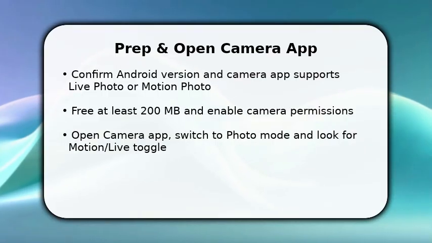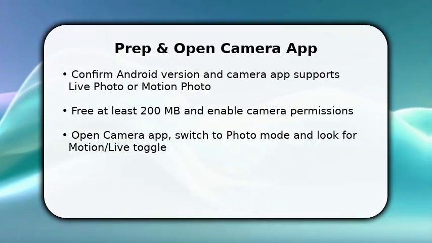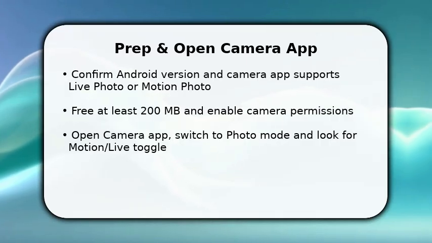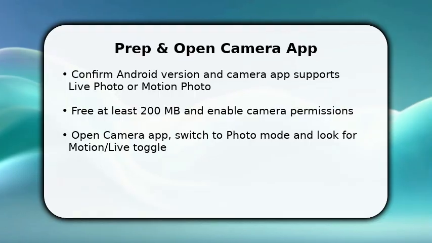You start by confirming your device supports motion or live photos. This matters because not all stock apps use that name. Once done, free a little storage and grant camera and mic permissions so the feature can record brief motion.